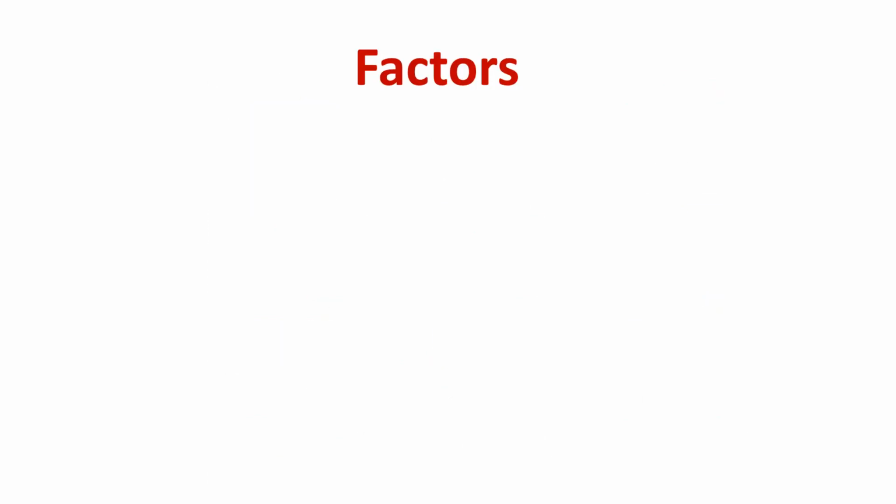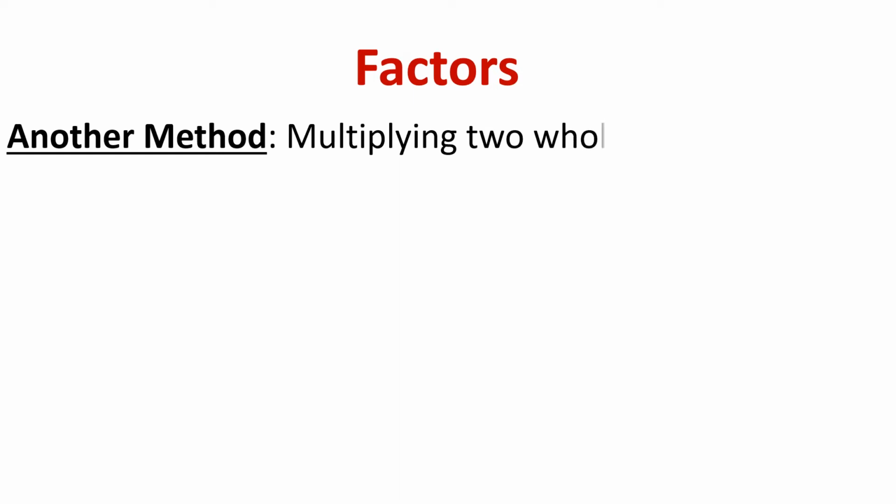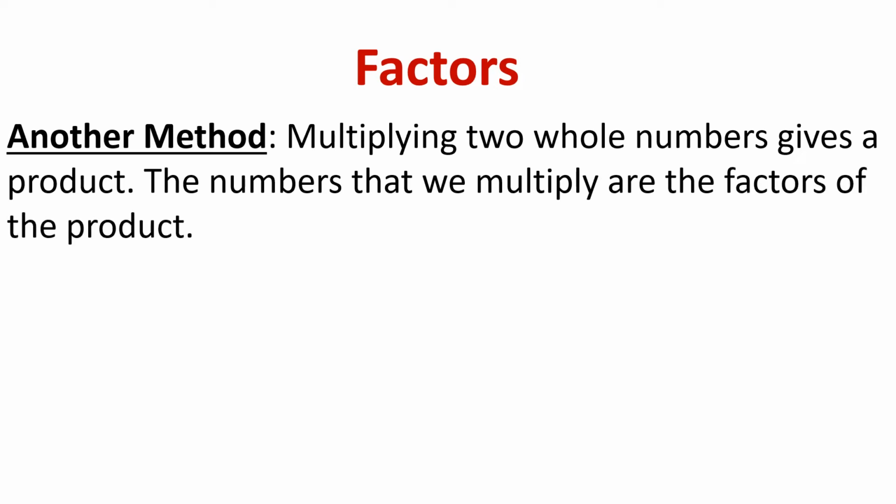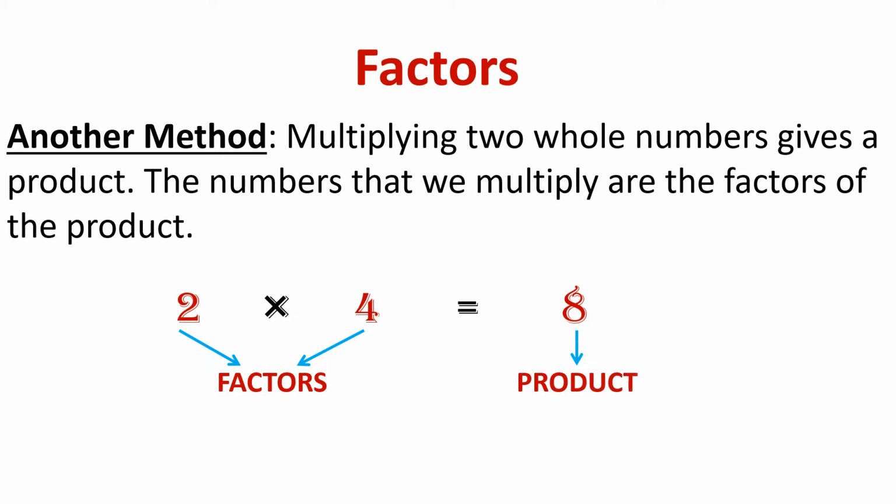There is one more method to find the factors. Let's see. Multiplying two whole numbers gives a product. The numbers that we multiply are the factors of the product. For example, 2 multiplied by 4 is equal to 8. So 2 and 4 are the factors of the product 8. So we can say that factors are the numbers you can multiply to get the original number.